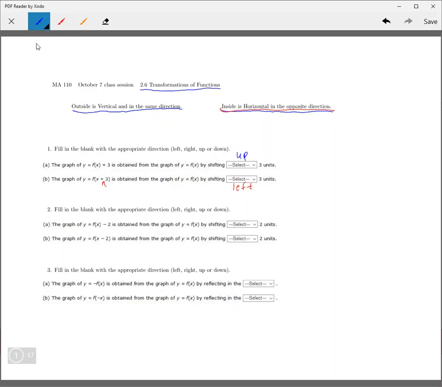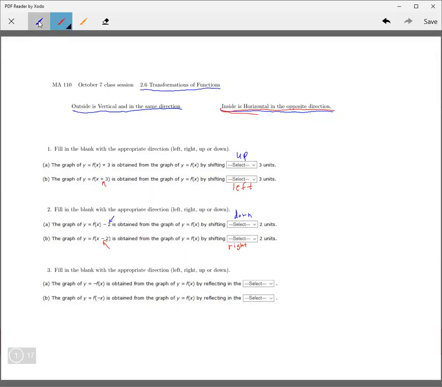Okay, over here, we have f of x minus 2. The minus 2 is outside. So that's down. Minus is down. Plus is up. This one is inside. It's minus 2. Minus, you would normally think, oh, that's to the left. But no, that's to the right. Because why? Because this is inside.